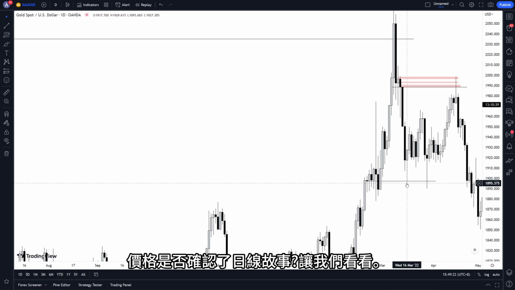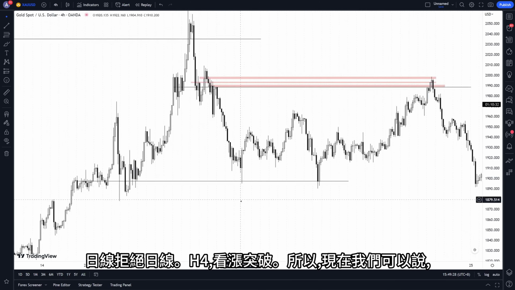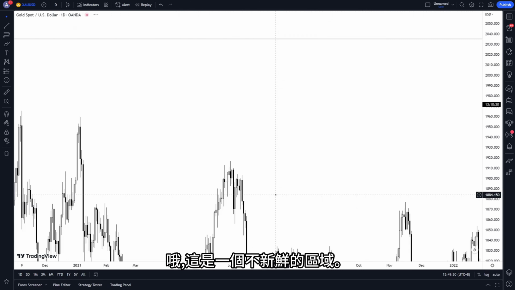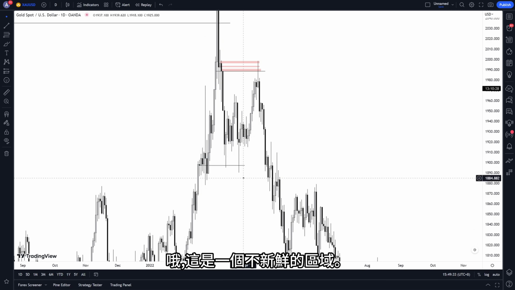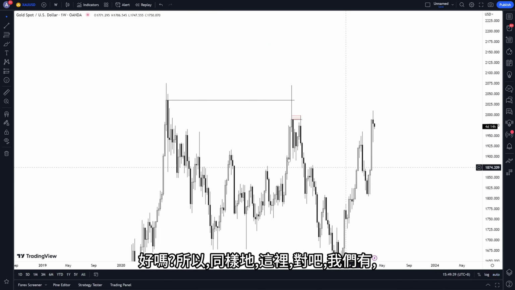So when price comes here, did price confirm a daily bullish storyline? Let's see. Daily reject daily. H4 bullish breakout. So now we can say, oh, this is a zone that's unfresh. So when price comes back in here, you cannot use the zone again. In my opinion, we cannot use the zone again.